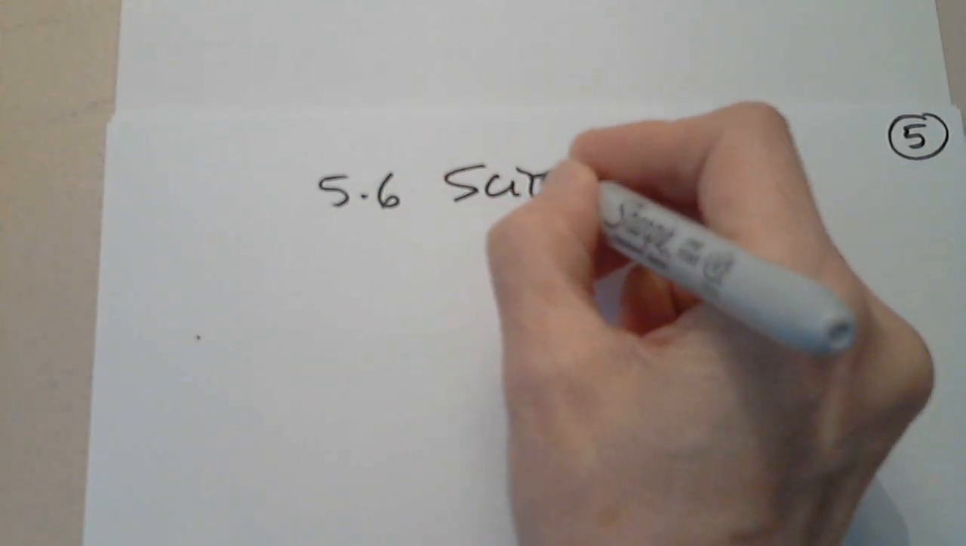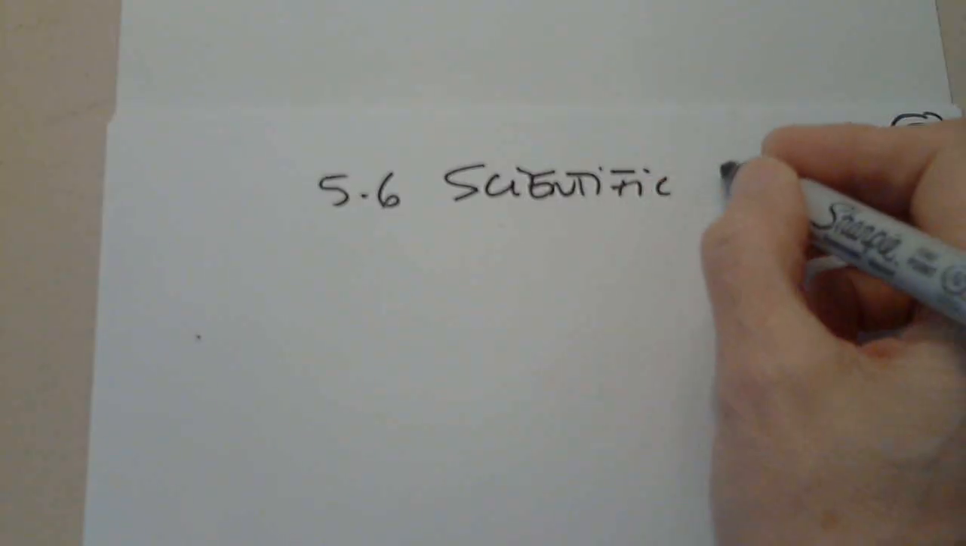So this is section 5.6, scientific notation. And you will see why it's here. And then we'll look at division of polynomials. And that's the end of module 5. Okay, so 5.6, scientific notation.